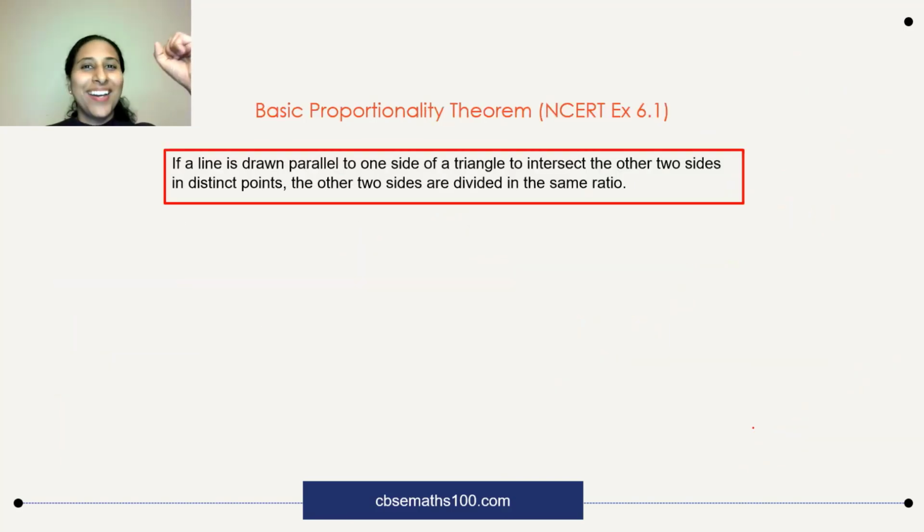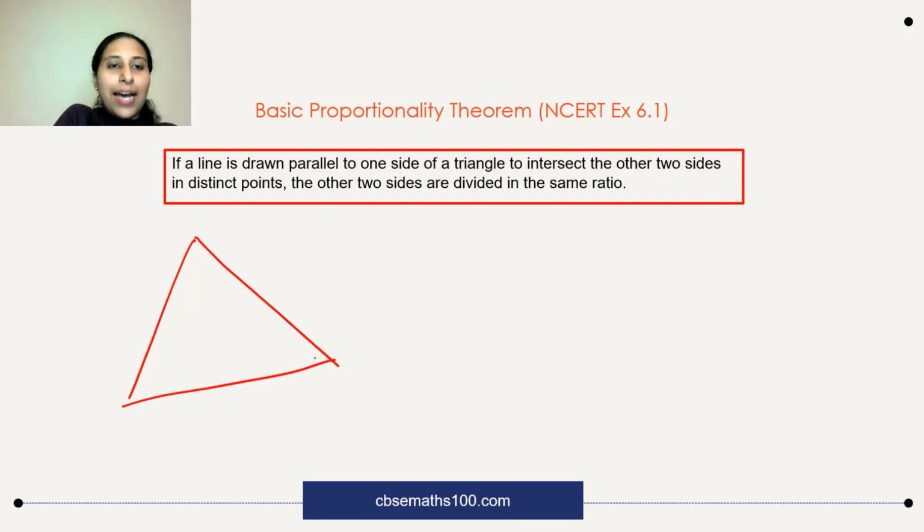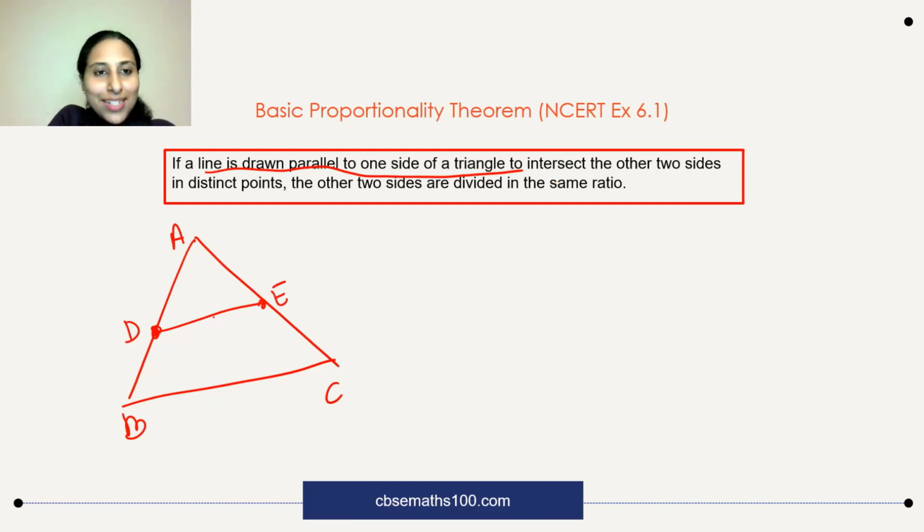All right. Triangles chapter, basic proportionality theorem, which comes in NCERT exercise 6.1. What this says is, if you have a line which is parallel to one side of a triangle, so let's say in triangle ABC you have a line parallel to this side, with D and E intersecting the other 2 sides in distinct points, it's given that it is parallel, then the other 2 sides are divided in the same ratio. What does this mean? It means that AD by DB will be equal to AE by EC.